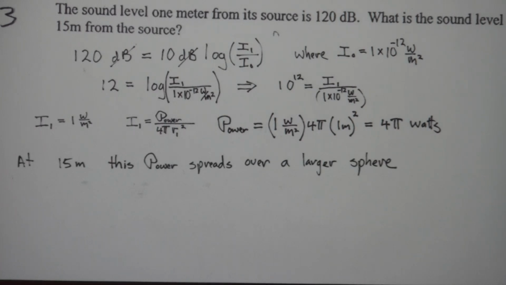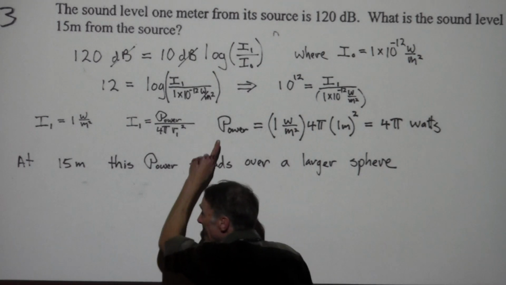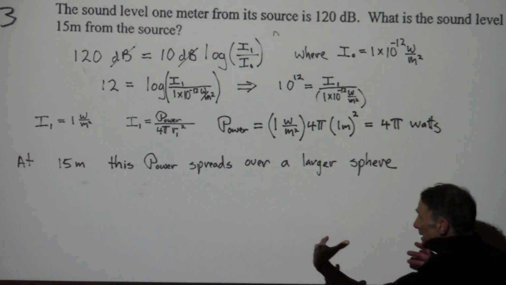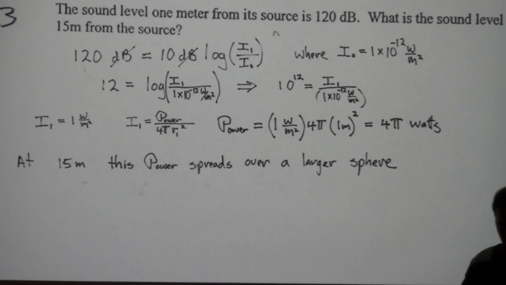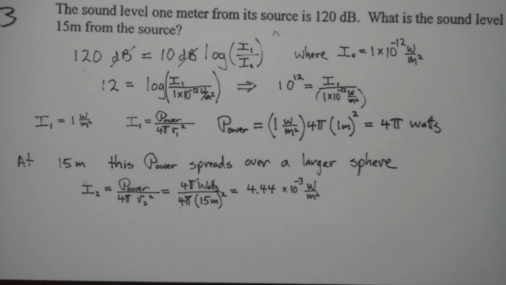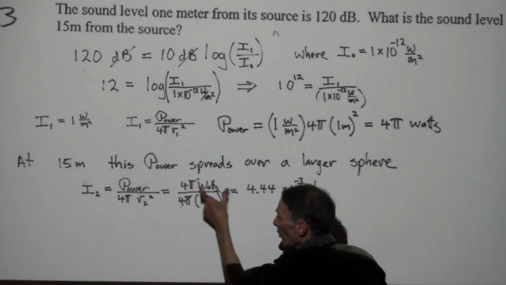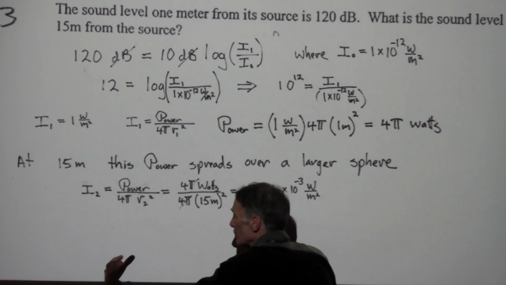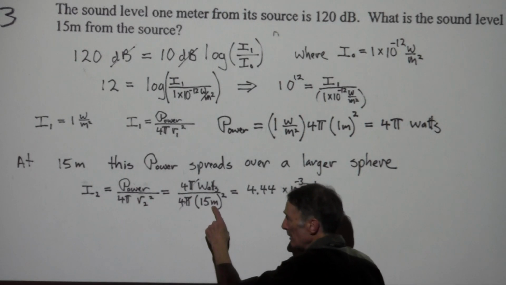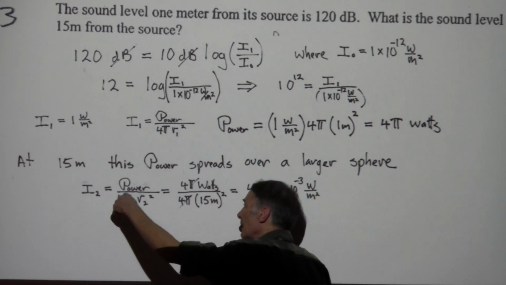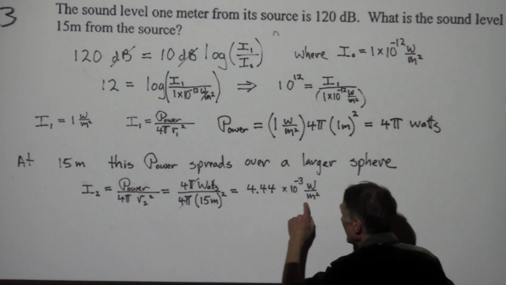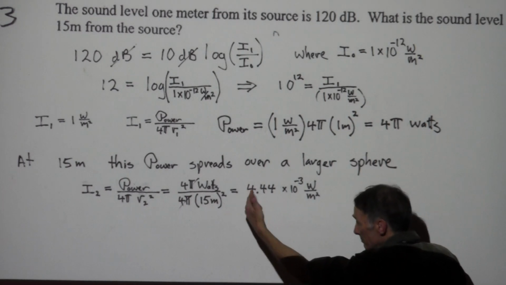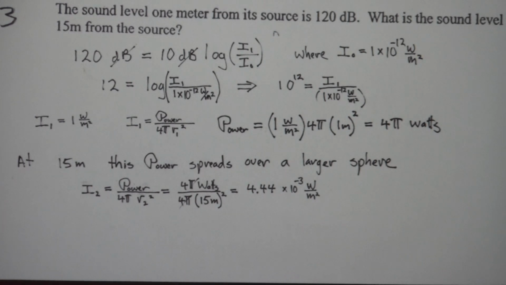Okay, so now after we get this information, we can do the problem. What about 15 meters away? This power spreads as it goes out over a larger sphere. So that's where I want to take that same power, which will be 4 pi watts, and divide it by the surface area of this larger sphere that's going to have a radius of 15 meters. Solve for the intensity, in physics terms, watts per square meter, and we got 4.44 times 10 to the minus 3.